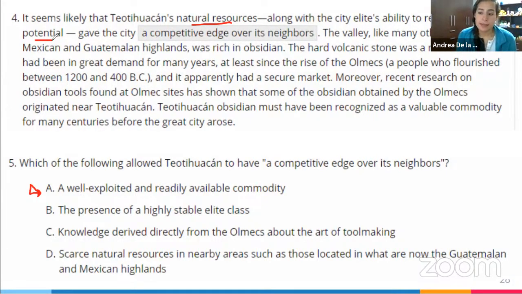So what do you guys think? Is that okay? Is it clear why option A is the correct choice? Does anyone have any questions? All clear?